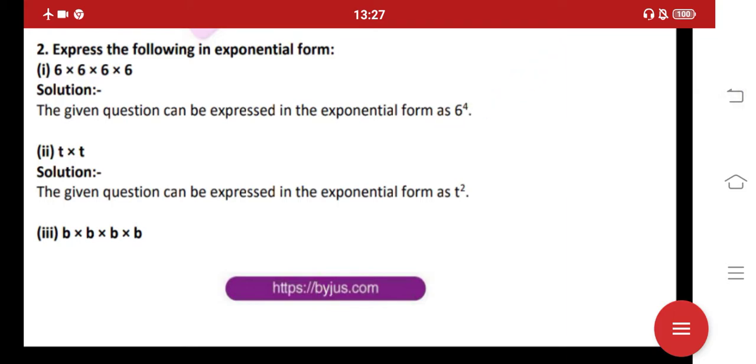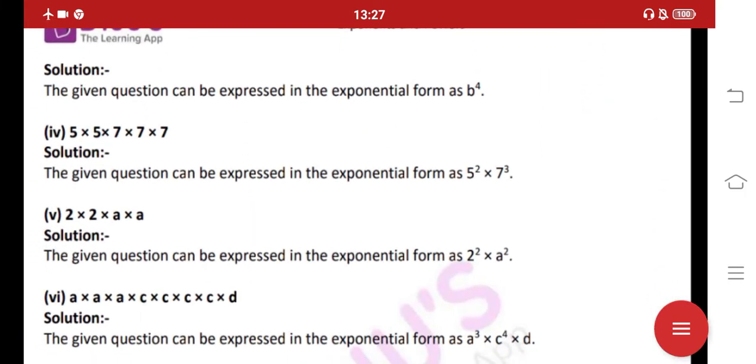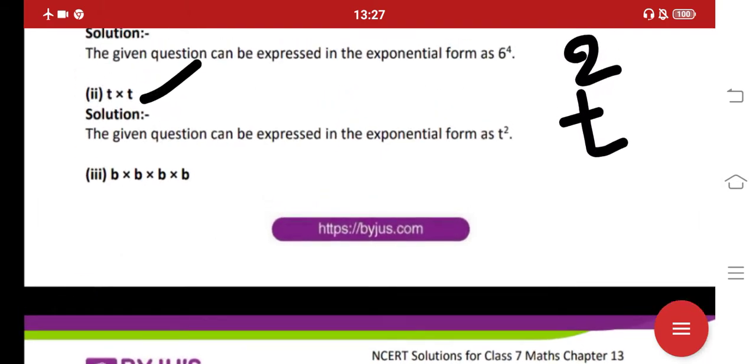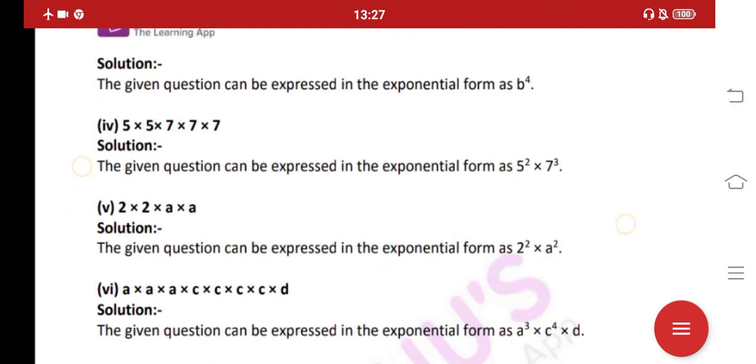Now see here t into t. Now what about if a number is not given, if a variable is given? Then t is our base. So what will we write? We will write t, and t is written how many times? t is written 2 times. So we will write t to the power 2. Likewise b. b is written how many times? b is written 4 times. So what will we write? b to the power 4. So this is how you can complete question number 2.